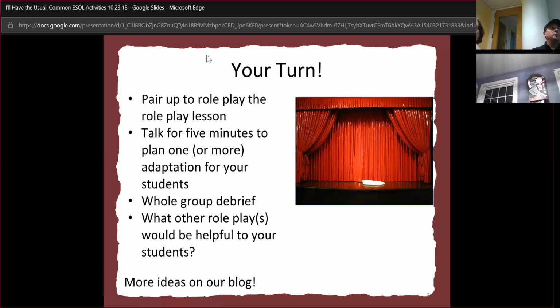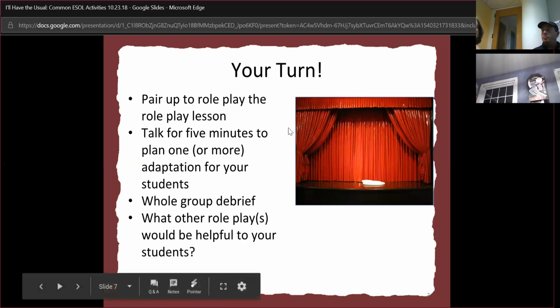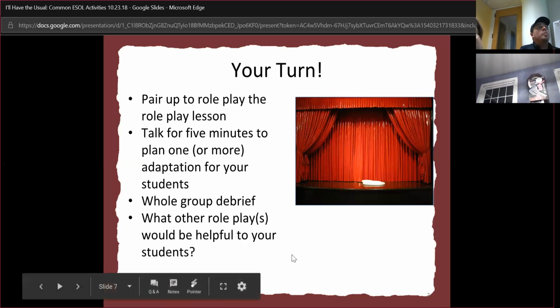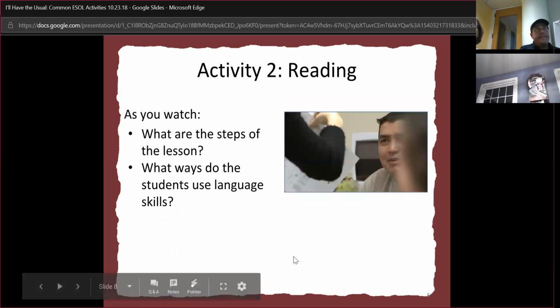Okay. There are more ideas on the blog, and I'll show you the blog at the end, but there are a number of different types of role plays that can give you some ideas to invite your students to say, maybe one of those would be relevant.